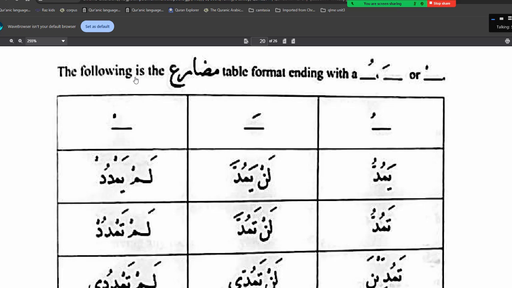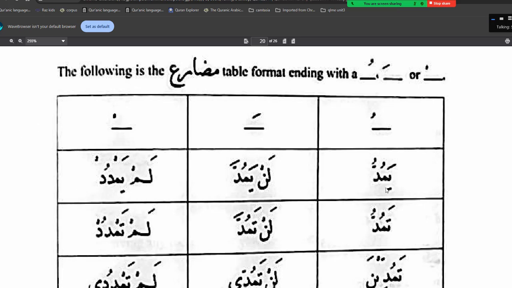The following is the mudari table format ending with a dhamma, fatha or a sukun. And we all know what makes the mudari majzoom and mansoob. Huruf jazima make the mudari majzoom, that is, give the sukun. And huruf nasiba are li, kai, likai, likaila, an, lian, allah, hatta, and lan. MashaAllah. So those are the huruf nasiba and jazima.